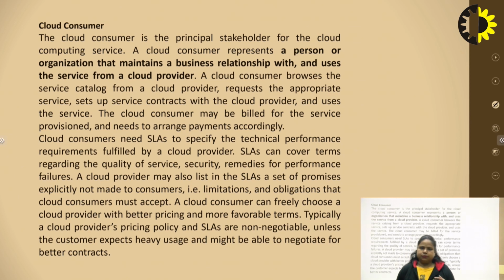Basically, in that case, what happens? Whenever we need something, like I'm an end user, I'm a cloud consumer and I need some services. In that case, I will browse the service catalogs of different cloud providers related to the services as well as the payments, everything, all the facilities the providers are offering. As per my need, I will find the services from that catalog, then request the appropriate service so that we can set up service contracts with the different cloud providers.